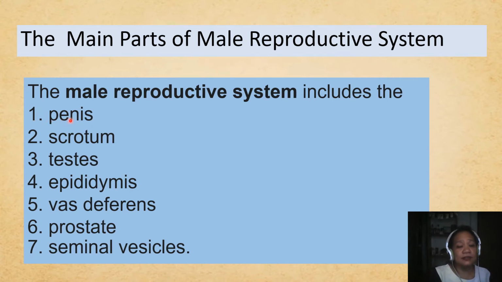The first one, penis. Number 2, scrotum. Number 3, testis. Number 4, epididymis. Number 5, vas deferens. And 6, prostate. And 7 is seminal vesicle. Okay, remember that.